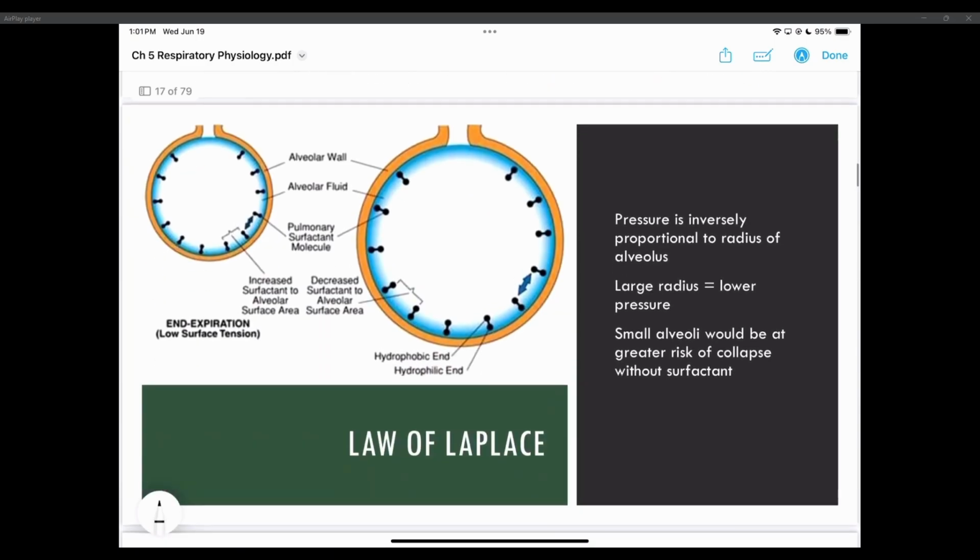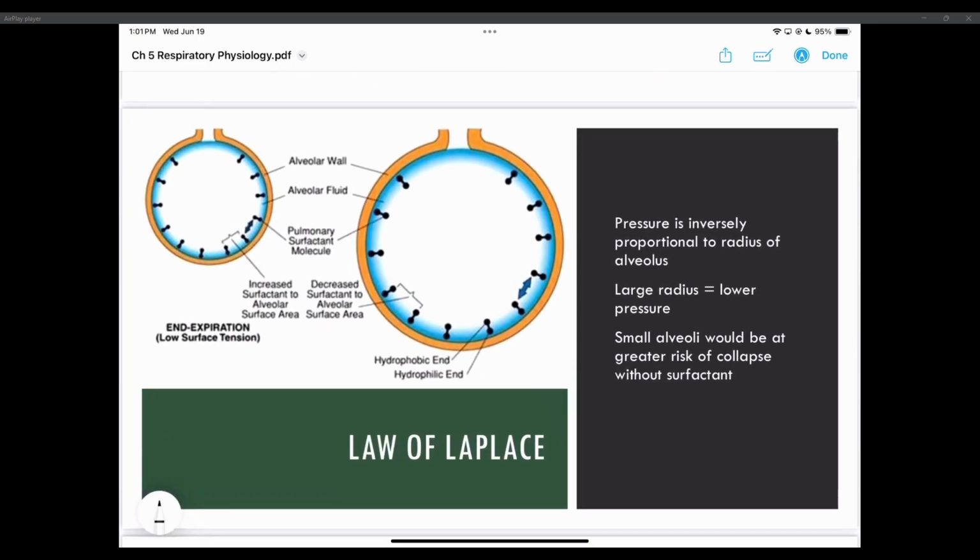The law of Laplace we talked about, not really, it's going along with Boyle's law, that the pressure is inversely proportional to the radius of the alveolus. As the alveolus gets bigger, the pressure goes down. Again, we need air to travel. It goes from high to low pressure. We have to create these low pressure environments.